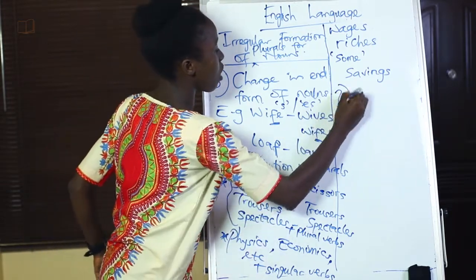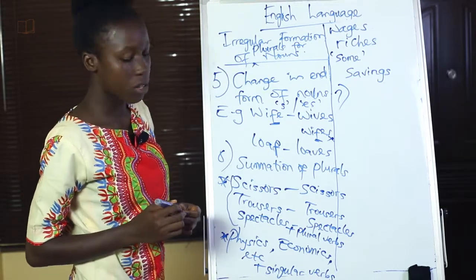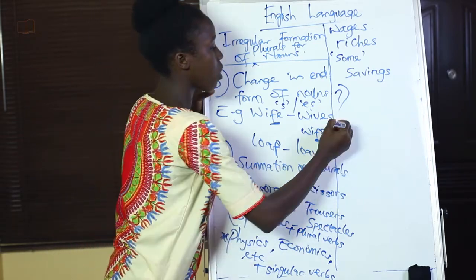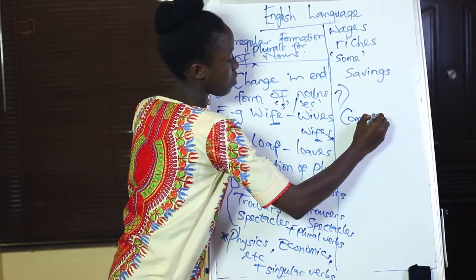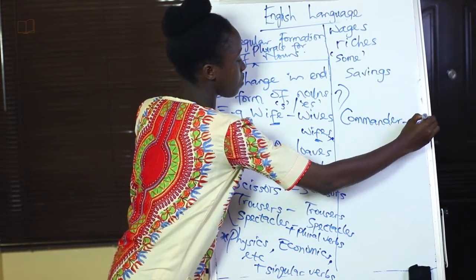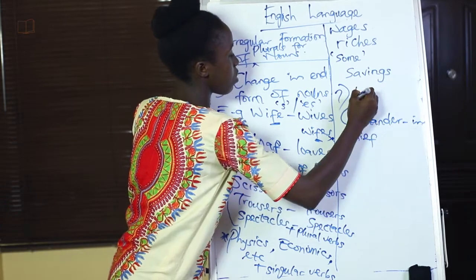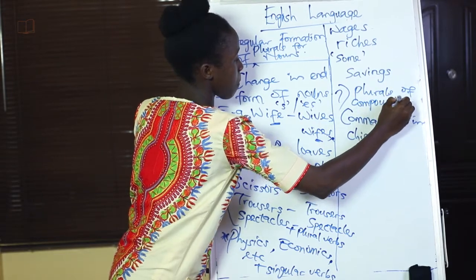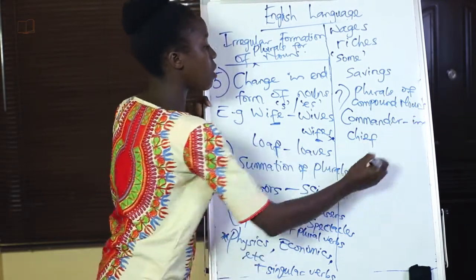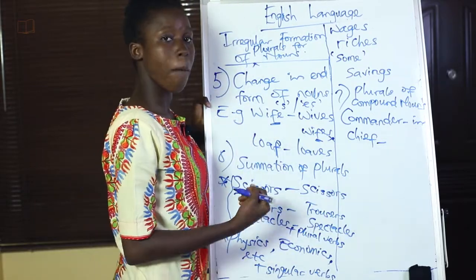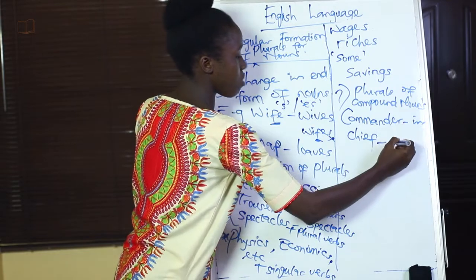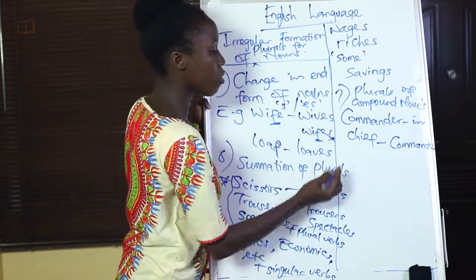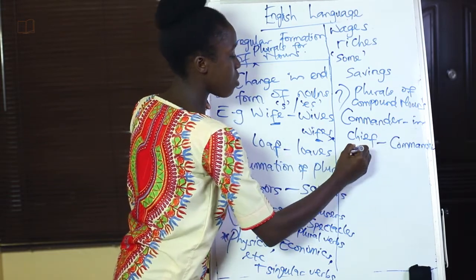Now another aspect that I'll be looking at under irregular formation of plurals for nouns is plurals of compound nouns. Compound nouns now. For example, we have commander-in-chief. The plural for commander-in-chief will be commanders-in-chief. You add s to the commander because you can count the commander, not chiefs. Commanders-in-chief.